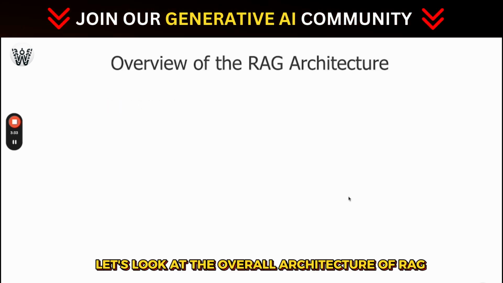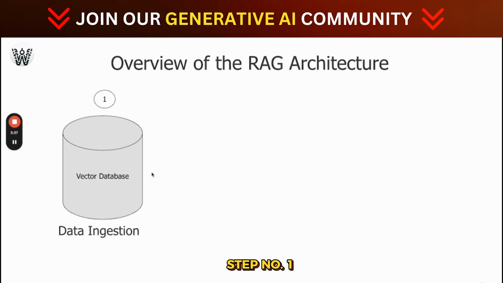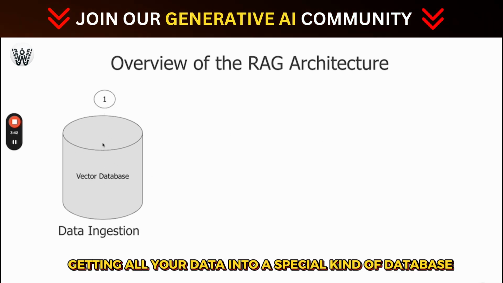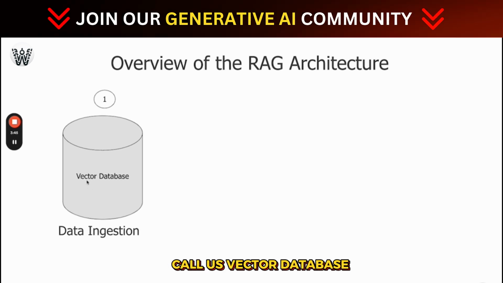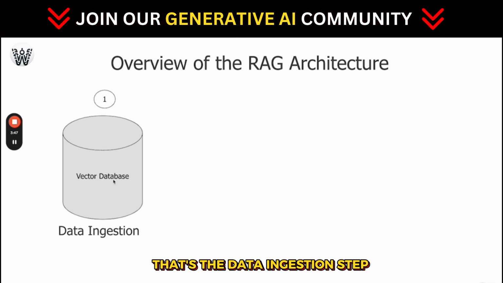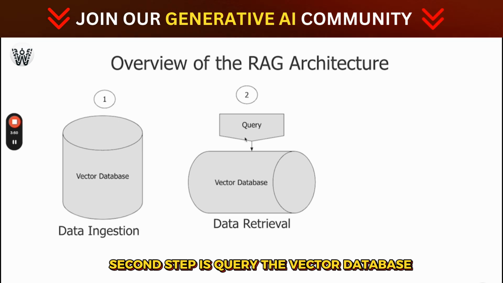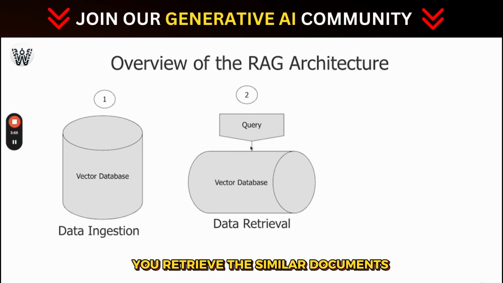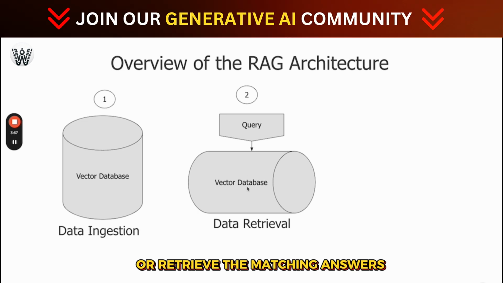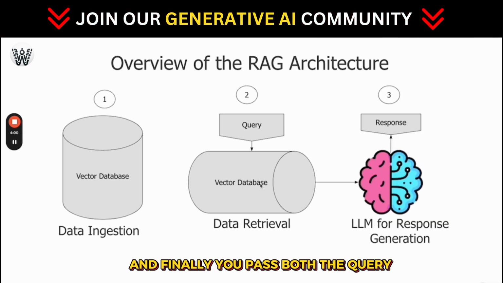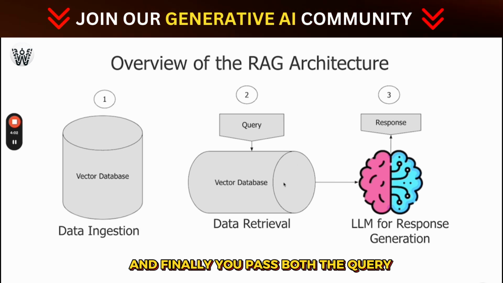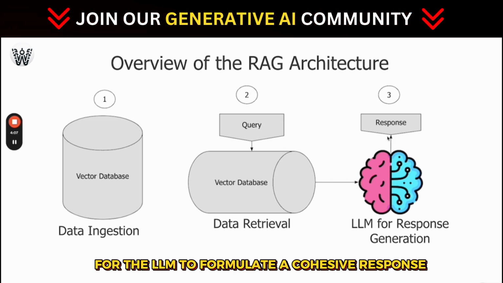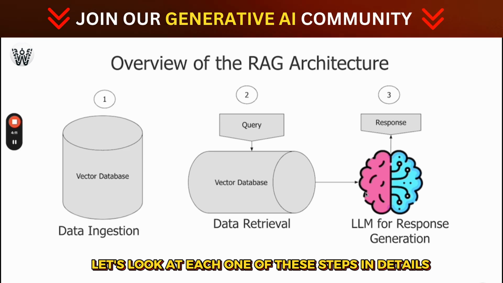Let's look at the overall architecture of RAG. Step number one, you have to create an external retrieval system, as we said, which means getting all your data into a special kind of database called a vector database. That's the data ingestion step. Second step is querying the vector database. As soon as you get a query or a prompt from the user, you retrieve these similar documents, or you retrieve the matching answers from your vector database. And finally, you pass both the query and the matching documents to the LLM for the LLM to formulate a cohesive response. Let's look at each one of these steps in detail.